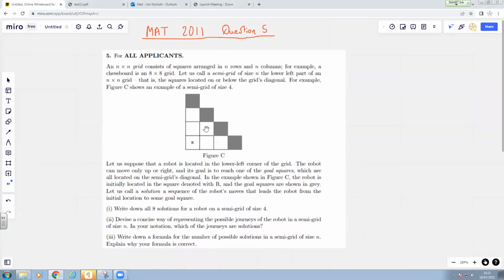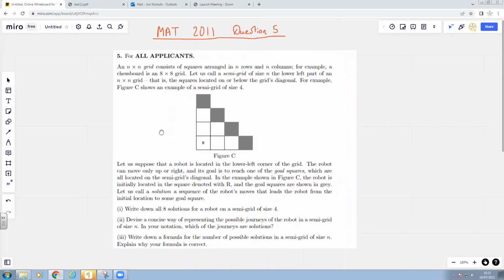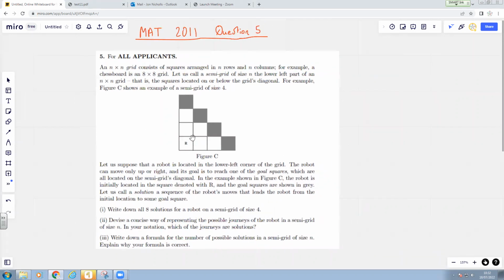When I first read this question, I thought, do they mean turn right, which would have made it a lot more complicated? But no, they literally just mean the robot can move up or right, in any order, like up, right or right, up. They're calling it a solution if you end up on one of the goal squares, which are the leading diagonals here. And we've got this idea of a semi-grid of size n.